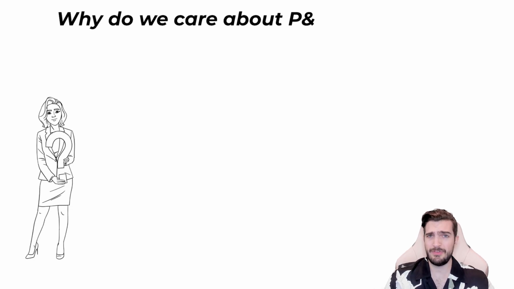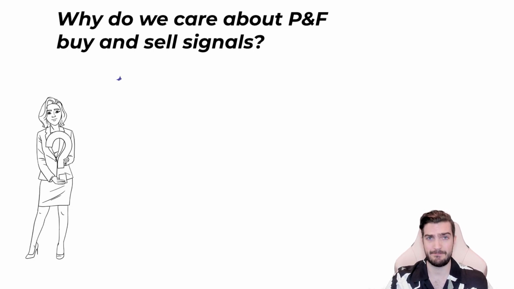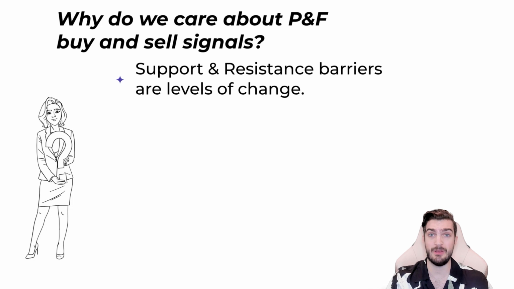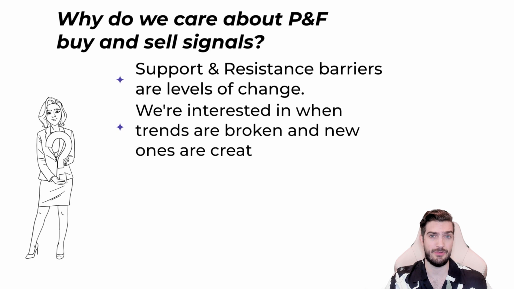Now, I know what you might be thinking. If we're not supposed to use these buy and sell signals for buying and selling, what's the good in keeping track of them? Well, we have to remember that support and resistance barriers are levels of change, where we had a previous trend reach but not go past. When a trend is broken and a new trend begins, as investors, that is something that we're interested in.